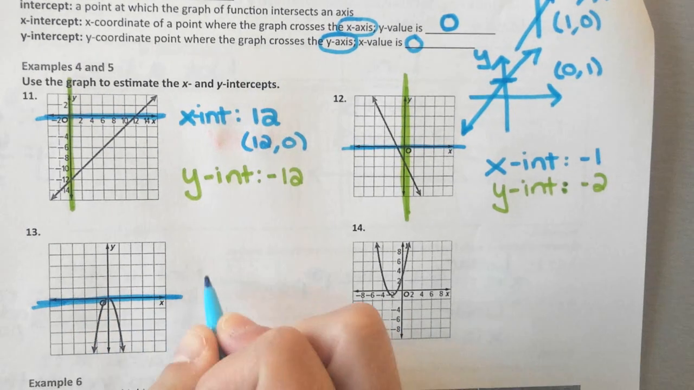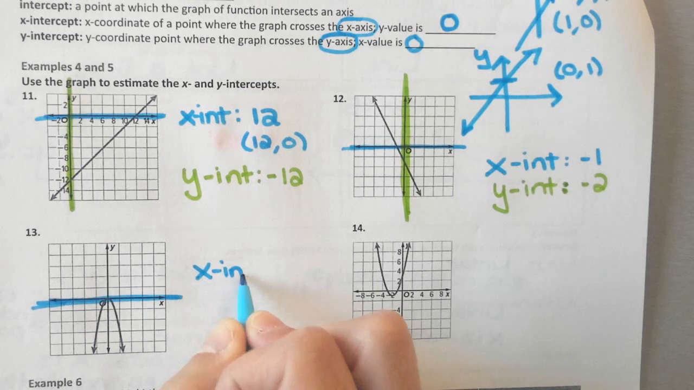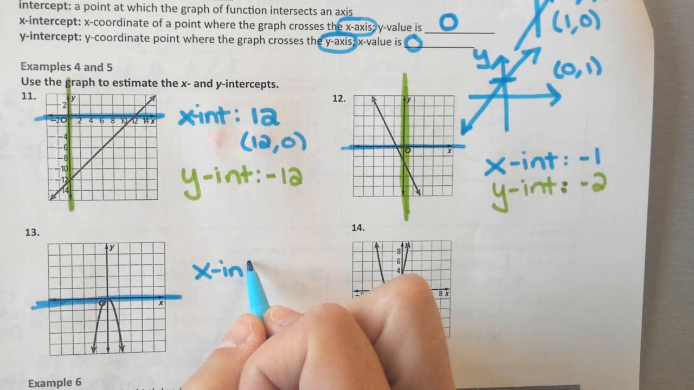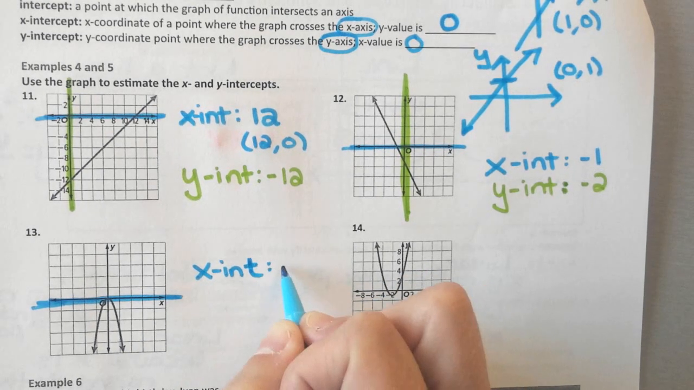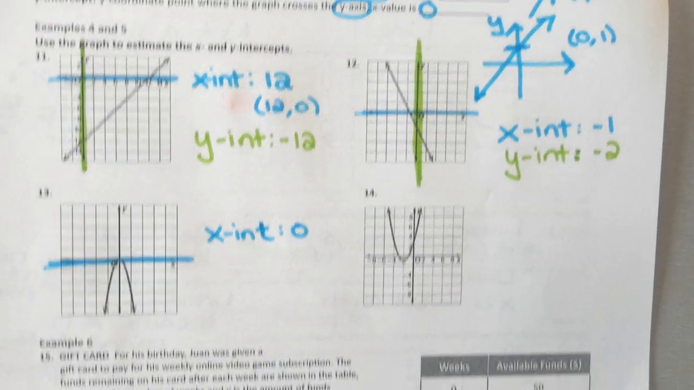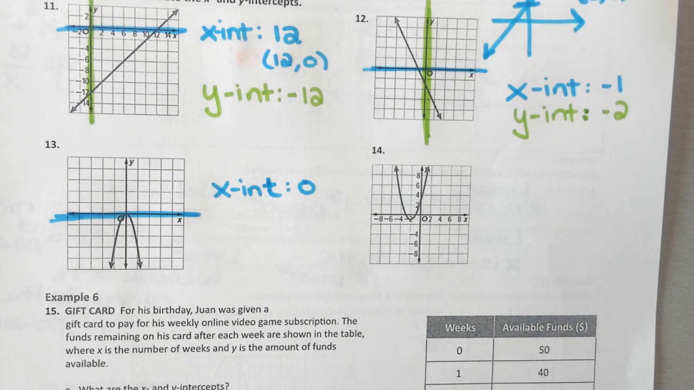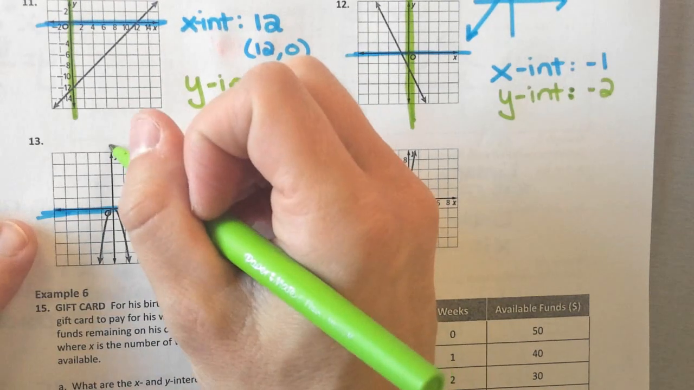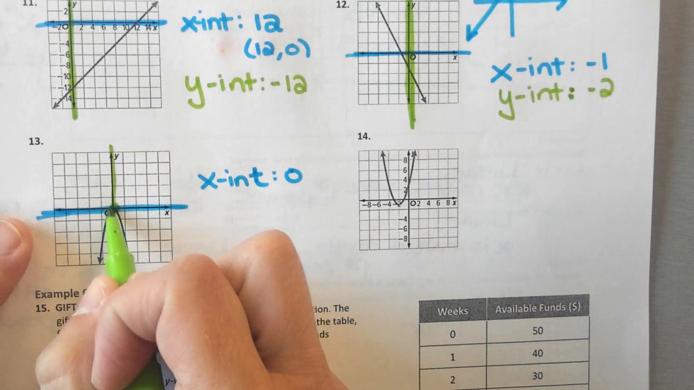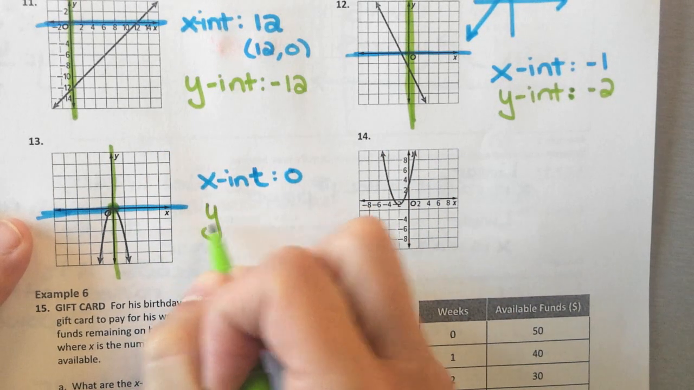Let's go x-intercept first for number 13. X-intercept, where does it touch? 0. I don't know, actually. You were right. Your first instinct was right. You said right at 0, and you're right. It touches right here at 0. Where's your y-intercept? 0. Also at 0. So your x-intercept and your y-intercept are actually the same spot here.